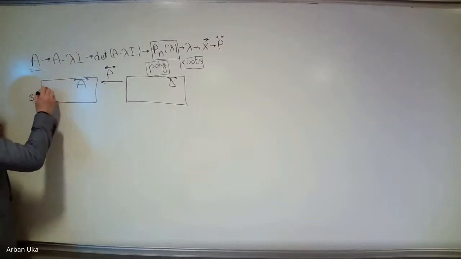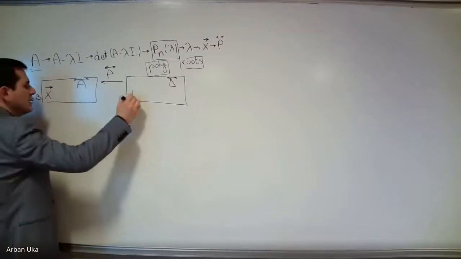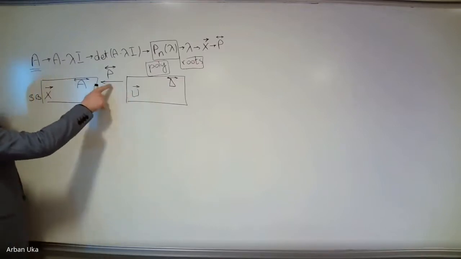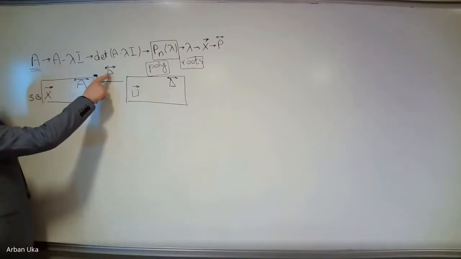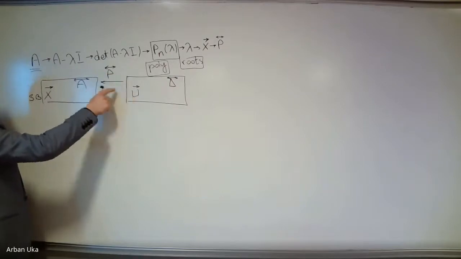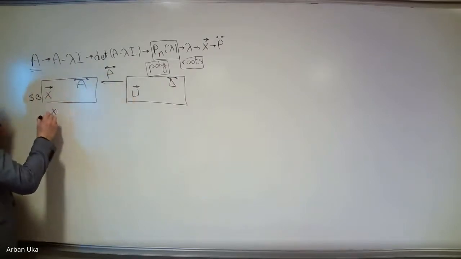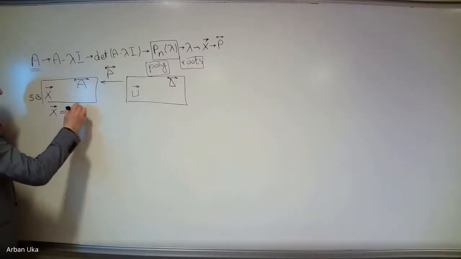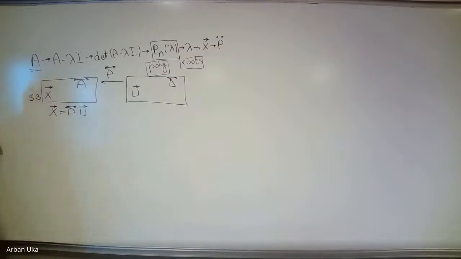So let's assume here we have a vector x, and here we have a vector u. Now it is obvious that we need to apply this operator onto u to get x. Okay, so here we say that x, which is in the standard basis, is equal to the matrix P times vector u.